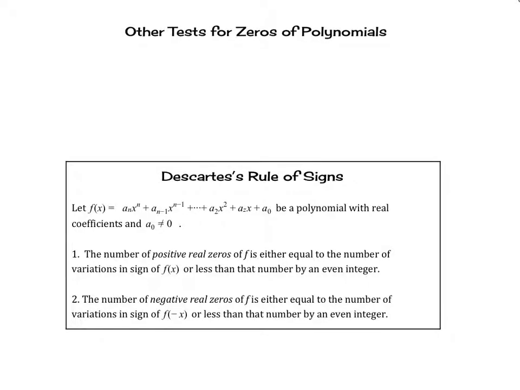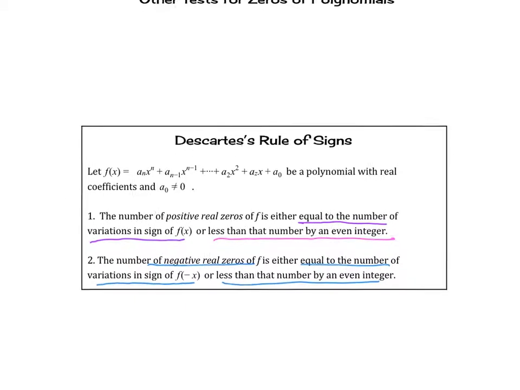We're going to look at other tests for zeros of polynomials. What we're going to take a look at is Descartes' rule of signs. So what we know is that the number of positive real zeros of f is either equal to the number of variations in signs of f of x or less than that number by an even integer. The number of negative real zeros is equal to the number of sign variations of f of negative x or less than that by an even integer.